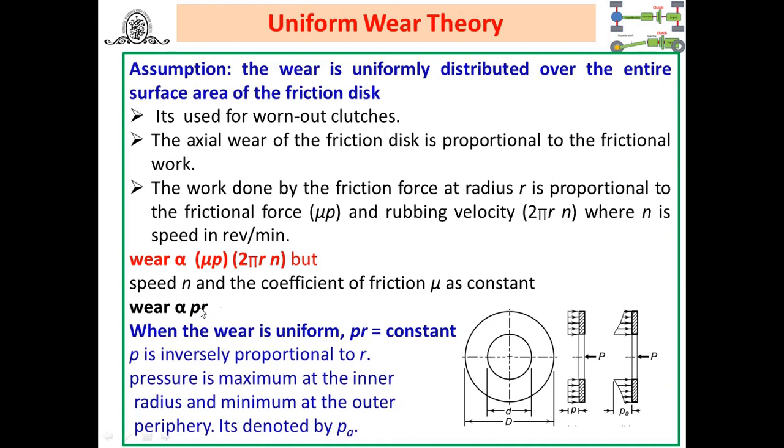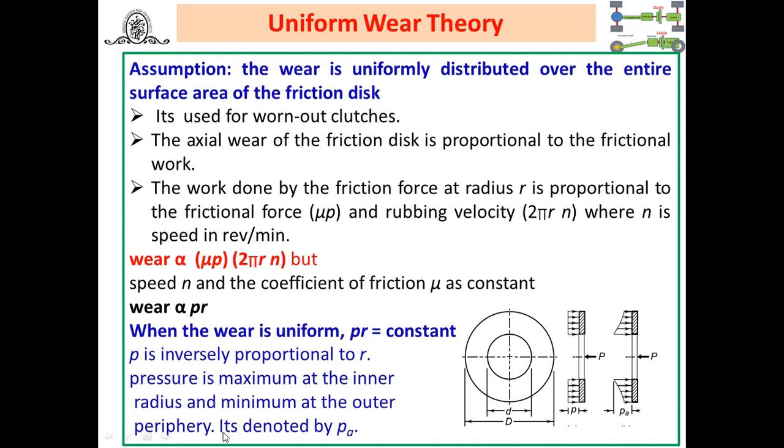Earlier, in uniform pressure theory, we assumed p is equal to constant. Here, wear is directly proportional to pr. But when wear is uniform, pr is constant, and pressure is inversely proportional to radius. Therefore, pressure is maximum at the inner radius. Look at the second figure. In the constant uniform pressure case the pressure is the same everywhere, but here the intensity of pressure at the inner diameter, small d, is maximum and it decreases toward the outer diameter. So pressure is maximum at the inner radius and minimum at the outer periphery.